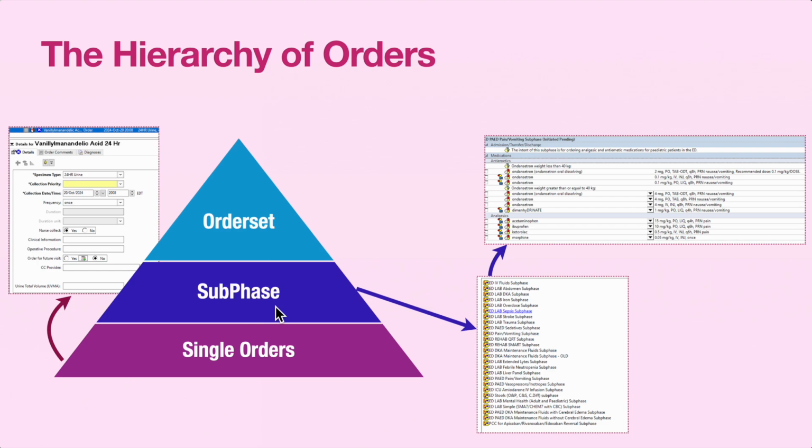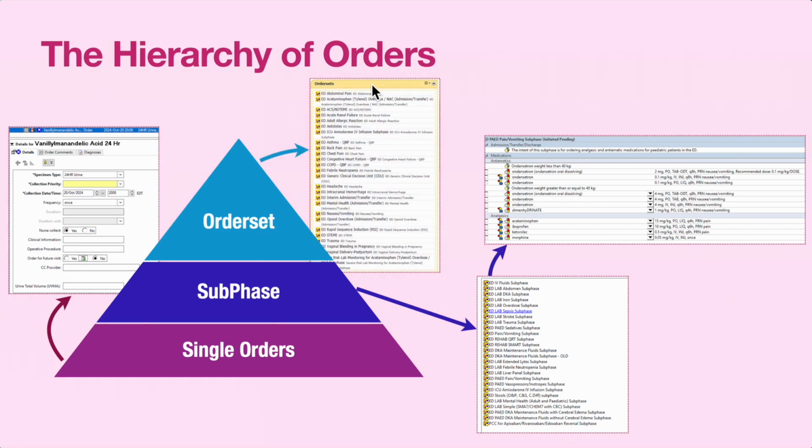Now, as we said, orders from different categories as well as subphases can be put together to create order sets, which are the highest level in the hierarchy of orders. There are many order sets that we have put together for the emergency department. In reality, this is where you should do most of your work.